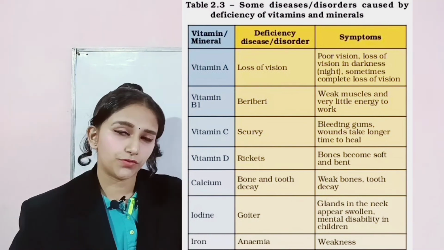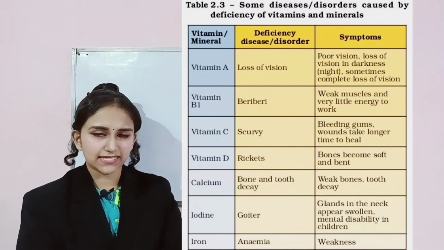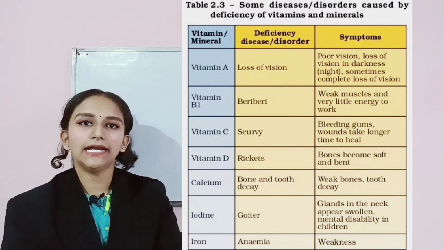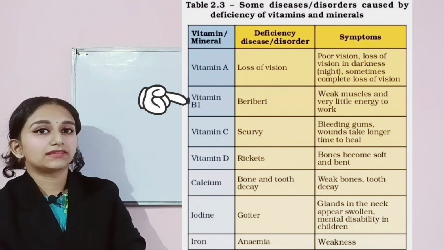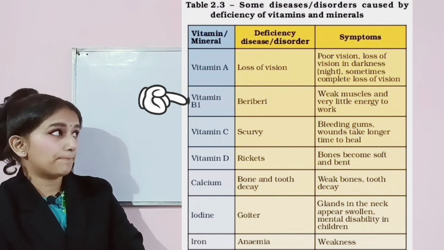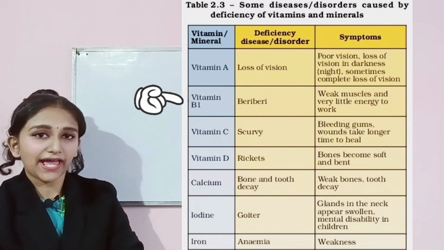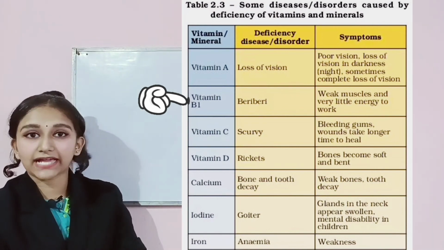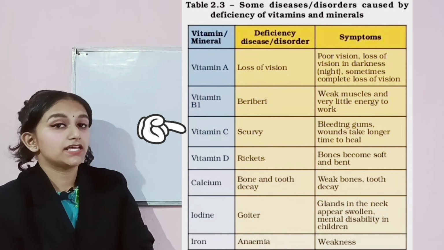Now many of my students who are wearing glasses, in simple words what I can say is, take a carrot and start eating it every day in the morning. Row 2, vitamin B1. The deficiency disease caused is beriberi. What are its symptoms? Our muscles will get weak and we won't have much energy to do any kind of work. Row 3, vitamin C. Its deficiency disease is scurvy.